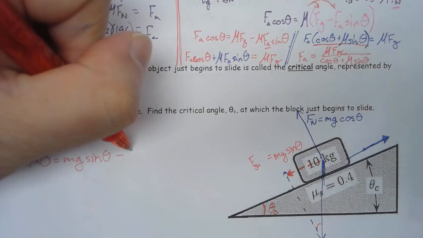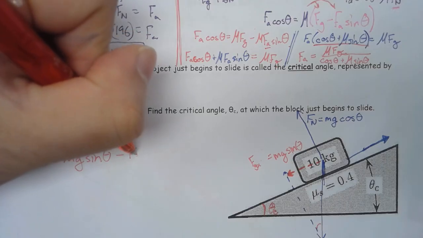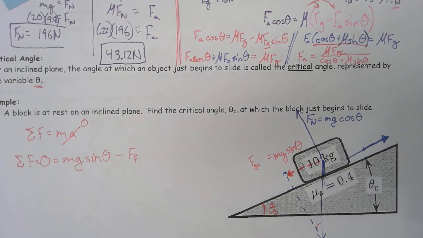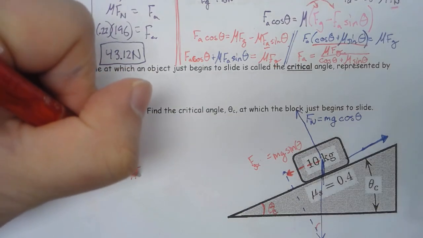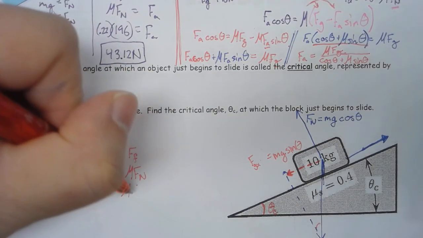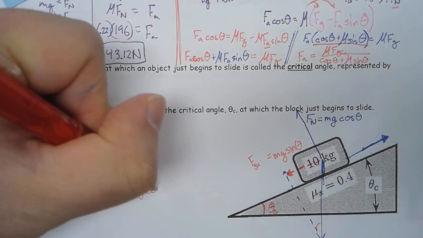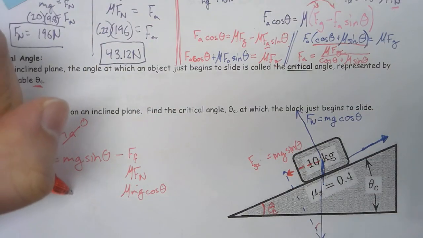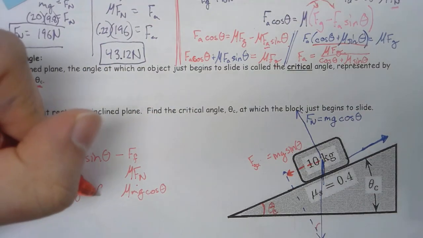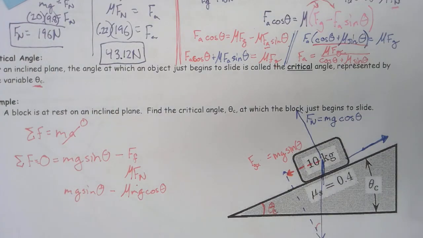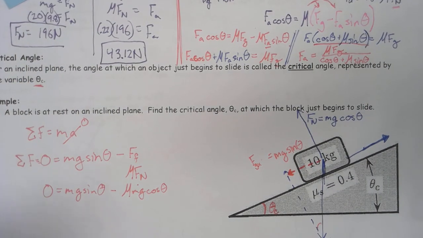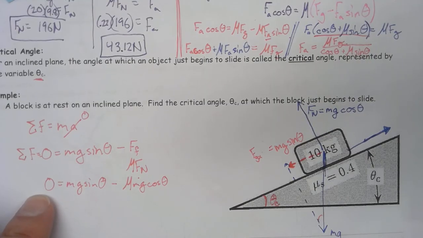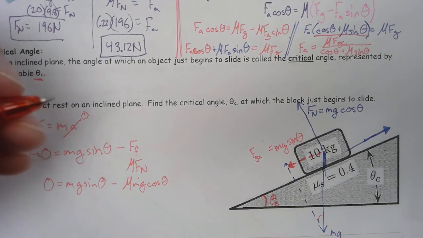minus friction. What's friction? Mu force normal, or mu mg cosine theta. Well, we're not moving, right? So if we're not moving, can I move one of those to the other side? They're balanced.